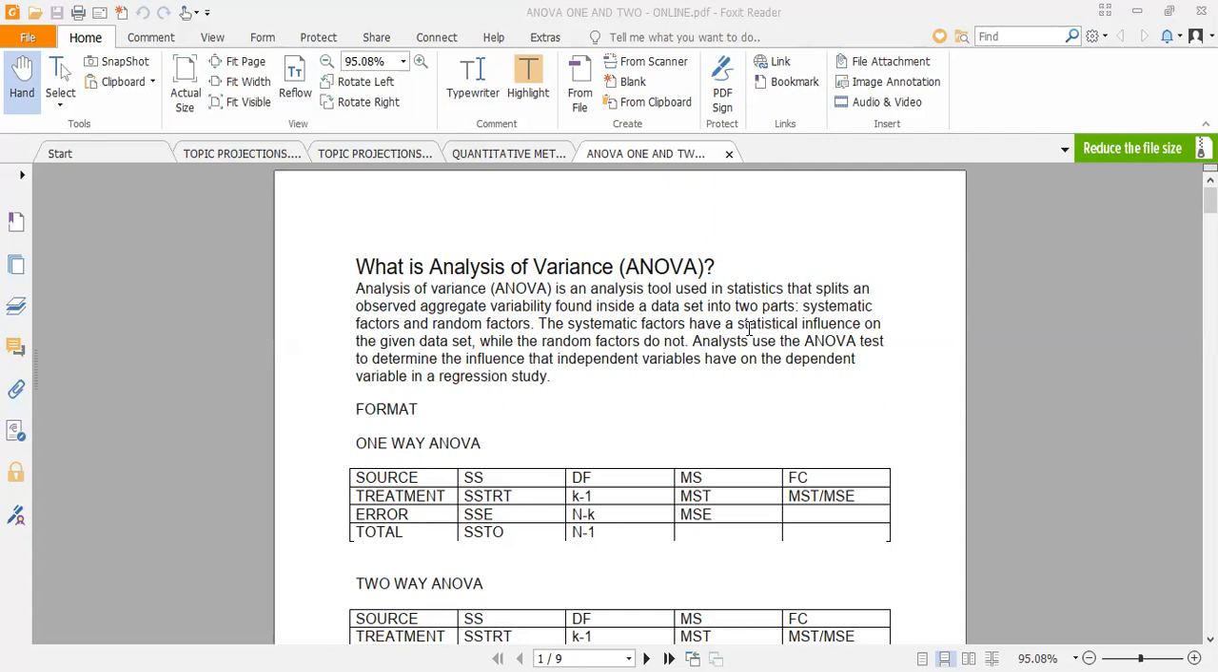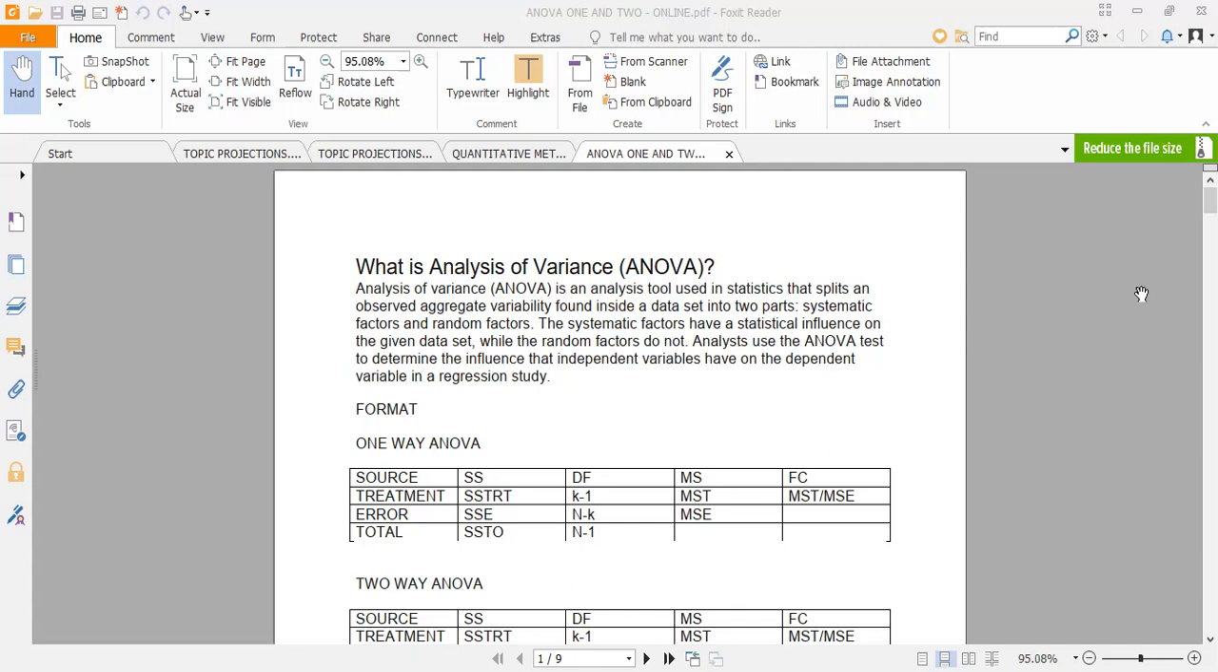The systematic factors in this case have a statistical influence on the dataset given, while the random factors do not. The analysis of variance test is mainly used to determine that the independent variables have an effect on the dependent variables. This could be in a regression study.